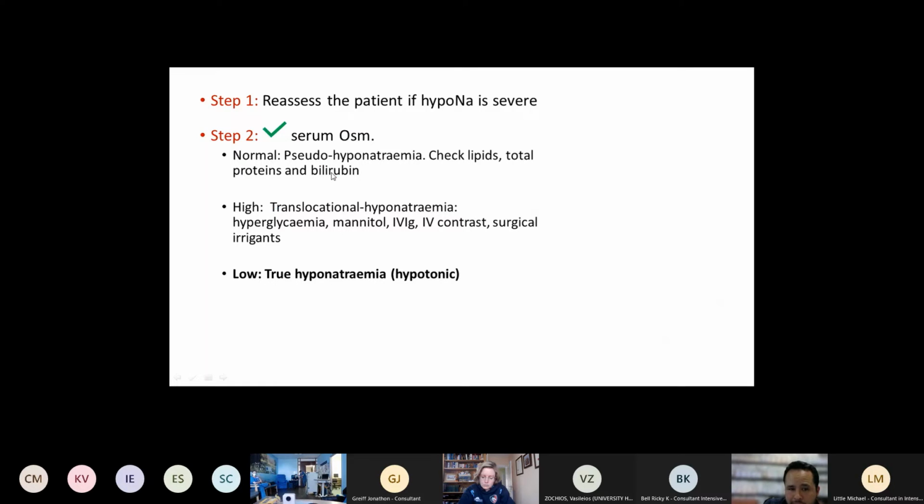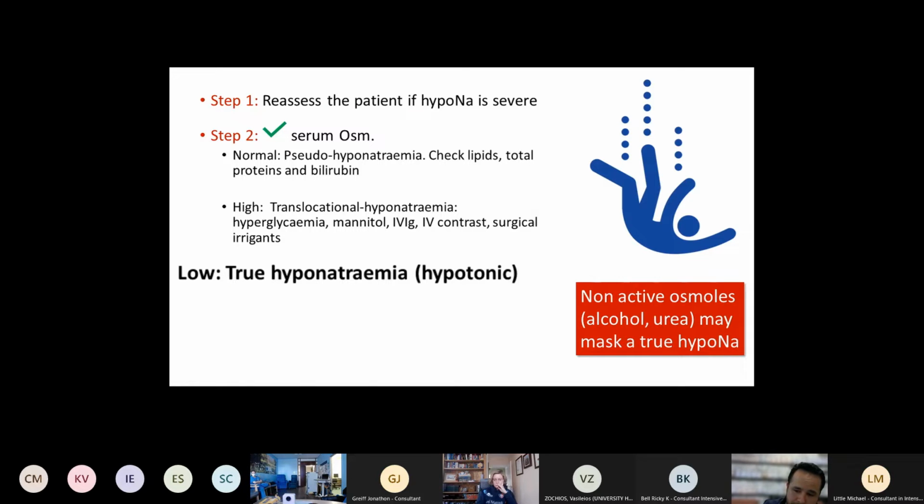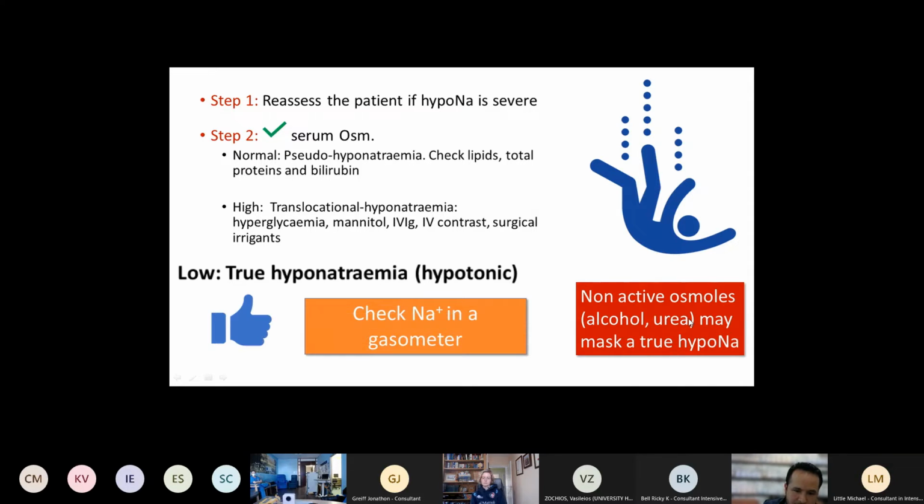If the serum osmolality is high, then we will have to think if this hyponatremia is actually reactive to some other substance that is causing this number to go down, such as high glucose or mannitol, immunoglobulins, contrast. Or the one that we are actually going to be facing with most of our patients is true hyponatremia, when it is hypotonic. I was telling you a moment ago that the idea would be to make sure that we rule out pseudohyponatremia with a blood gas, and this is because non-active osmols such as urea and alcohol may mask true hyponatremia. So it's always a good idea to check with a gasometer that the value of the sodium is accurate.